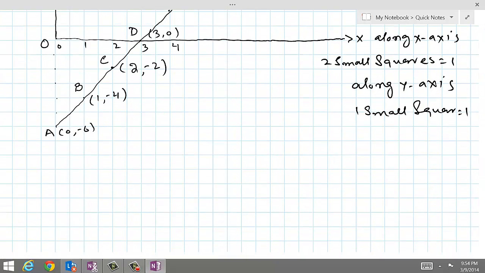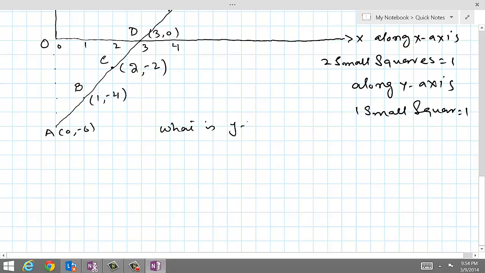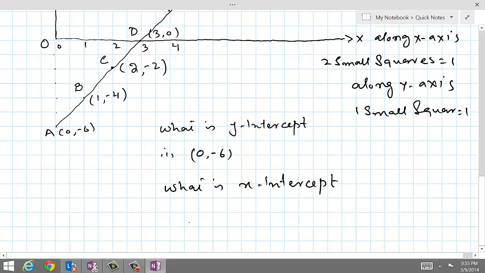Now questions could be asked. What is the y-intercept? It means at what point does this line intersect the y-axis. The answer is 0, minus 6; that is the point where this line intersects the y-axis. Similarly, it could be asked what is the x-intercept. The answer would be 3, 0, the point where this line intersects the x-axis.